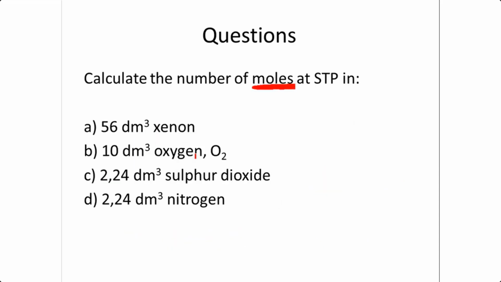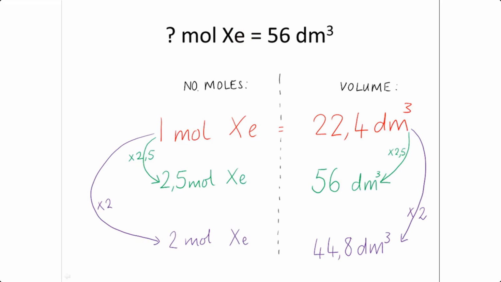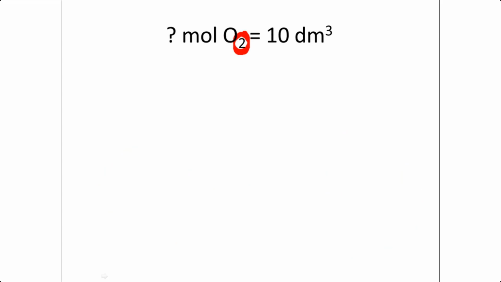xenon. How many moles of oxygen, O2, has a volume of 10 decimeters cubed? Now here you might be a little bit confused by that little 2, because just now with xenon it was easy, it was just Xe, we didn't need to worry about it being Xe2 or 3 or whatever, and now we suddenly have this little 2 that might confuse us. So you might wonder, is it maybe that half a mole O2 has a volume of 22,4 decimeters cubed, or maybe 2 moles O2 has a volume of 22,4 decimeters cubed?